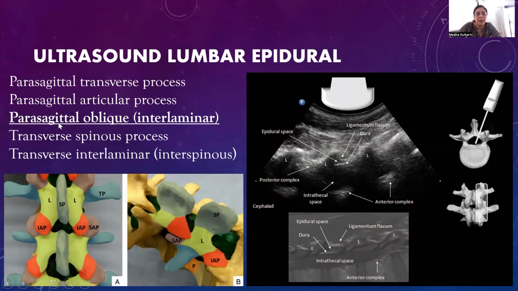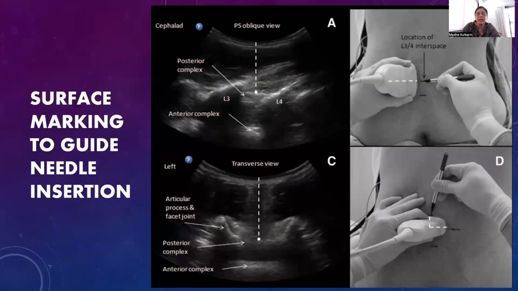If you go for a parasagittal oblique interlaminar view, what you are going to see are the laminae, which are described as the horse head appearance, and the interlaminar space in between. You see the posterior dura, the anterior complex, the posterior complex, and the intrathecal space. This interlaminar space is the place where you can place your epidural needle. So we can do a surface marking to exactly identify the point of needle insertion for the epidural anesthesia.